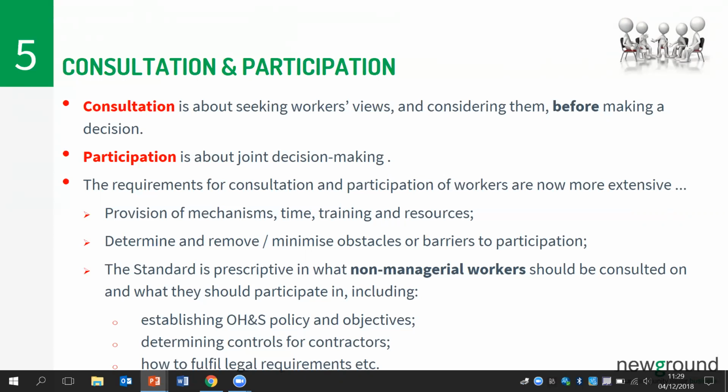The standard does list what non-managerial workers should be consulted on and what they should participate in. I haven't listed them all on these slides because they are quite extensive, but it does include things like establishing your safety policy and establishing your safety objectives, determining controls for contractors, and how to fulfil your legal requirements. It is important to point out here that the reference to non-managerial workers is intended to apply to persons carrying out the work activities, and it's not intended to exclude managers who are impacted by any work activities.